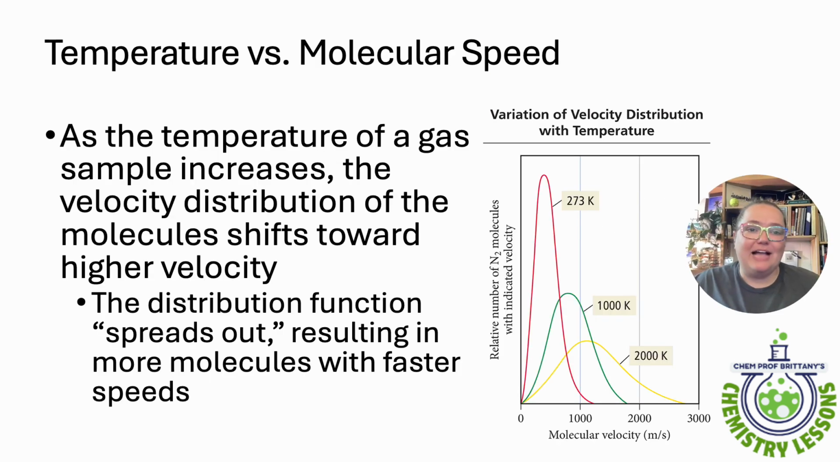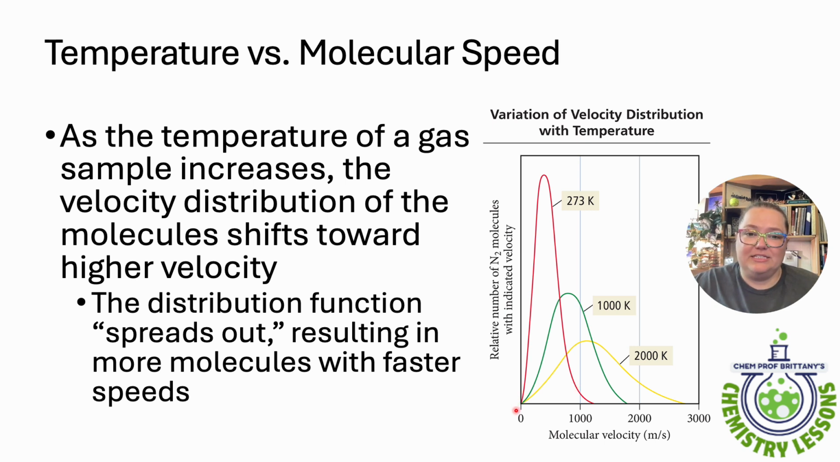Alright, so as the temperature of a gas sample increases, the velocity distribution of the molecules shifts towards higher velocity, which hopefully makes sense. Just think about what happens when you put a pot of water on the stove, right? It looks dead still, and then you heat it up, and even before it gets boiling, you can see the water moving around. Same thing, but with gas particles. So this distribution spreads out, and we get more molecules with faster speeds.